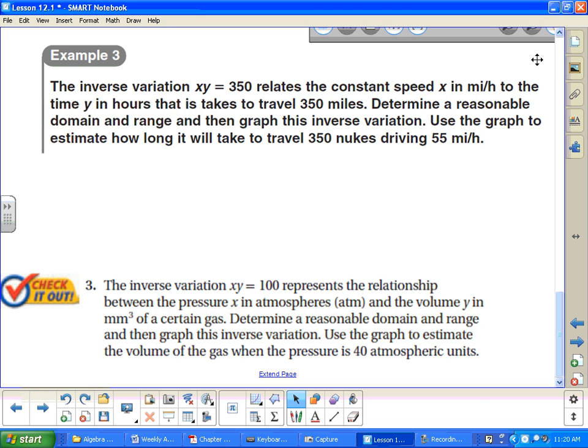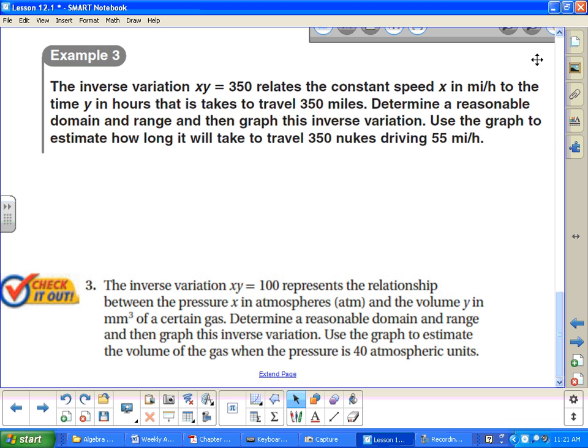Okay, so let's look at a story problem that involves an inverse variation relationship. Here it says the inverse variation xy equals 350 relates the constant speed x in miles per hour to the time y in hours that it takes to travel 350 miles. Determine a reasonable domain and range and then graph this inverse variation. Use this graph to estimate how long it would take to travel 350 miles driving 55 miles an hour.